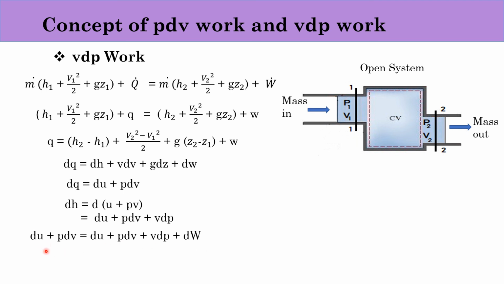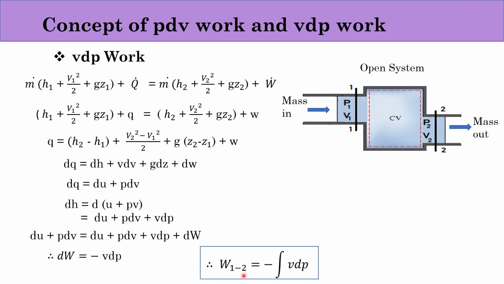Now the common terms you can remove from both the sides, and finally we get dW is equal to minus VdP, or we can write it as work done from 1 to 2 is equal to minus integral of VdP. So from this we understood in a flow device work done is VdP.